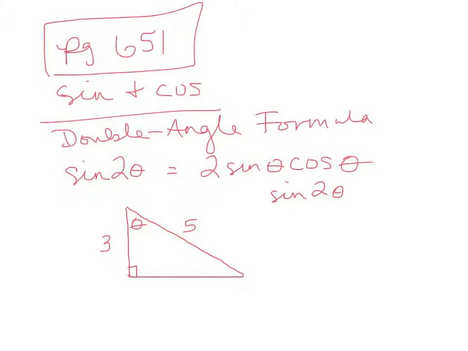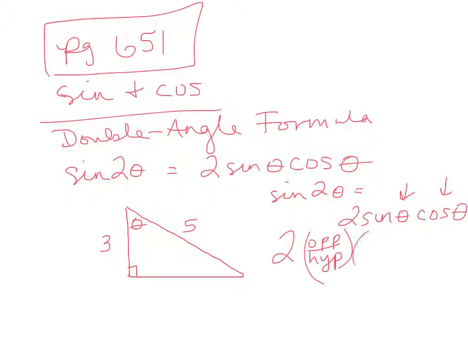So I'm going to do a substitution here. Sine of 2 theta is equal to 2 times the sine of theta, cosine of theta. Now those two I know how to do. I know how to find the sine of that angle. The sine of that angle is the opposite over the hypotenuse. And the cosine of that angle is the adjacent over the hypotenuse. So if I just find both of those, multiply them together, and then double it, that will give me the sine of twice the angle.